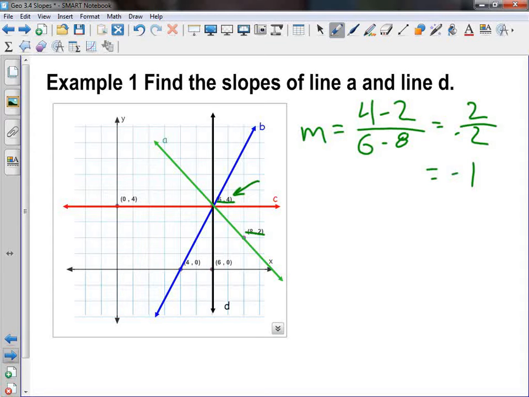Okay, now the question is, what if I mess up and forget which one to put first? The key is, you can pick, but you have to be consistent. So let's say Cook decides that she put 2 first. Does that automatically make her wrong? Well, let's see. So she puts 2 first, so it's 2 minus 4. But since you put 2 first, what else has to go first? The 8. 8 minus 6. What's 2 minus 4? Negative 2. What's 8 minus 6?